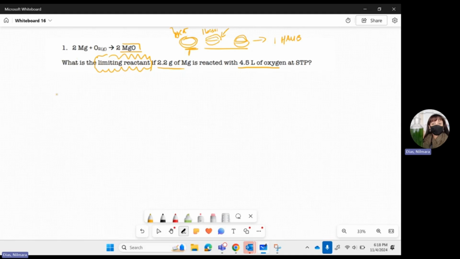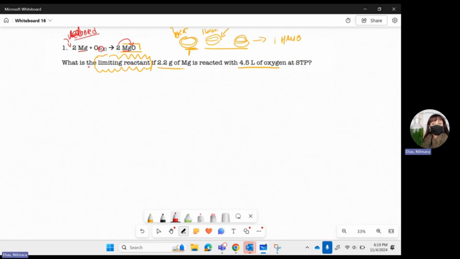So the first thing is to check if the reaction is well balanced. If it's well balanced, we're going to have the same quantity of each element on both sides. So I have 2 magnesium, 2 times 1 is 2 oxygens, and I have 2 oxygens on this side. So it's well balanced, right?